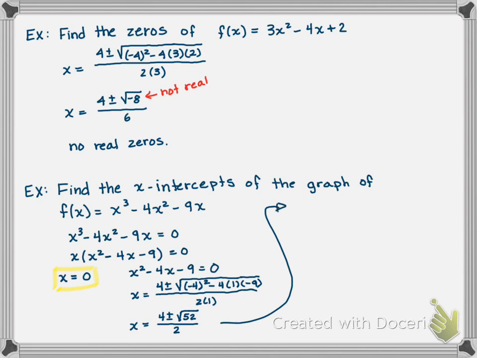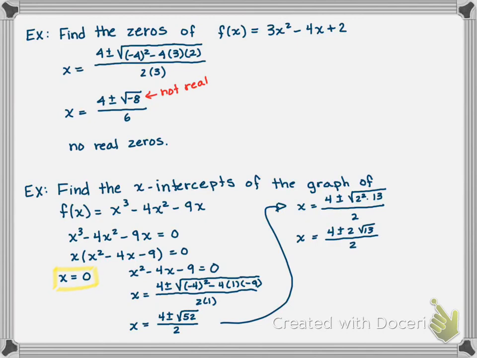And so now I want to simplify. So I'm going to factor that 52. So 4 plus or minus the square root of 2 squared times 13 over 2. So we have 4 plus or minus 2 times the square root of 13 over 2. And so now that I have factored something out of that radical, we can think about simplifying the fraction. We can cancel these. This does not work.